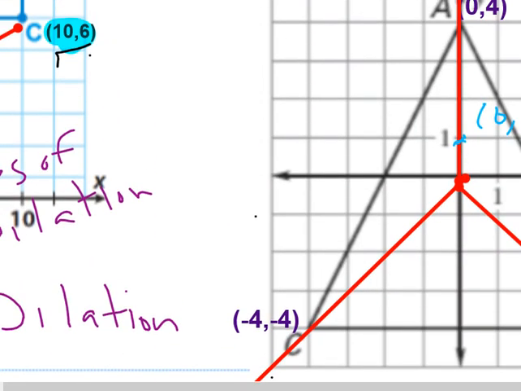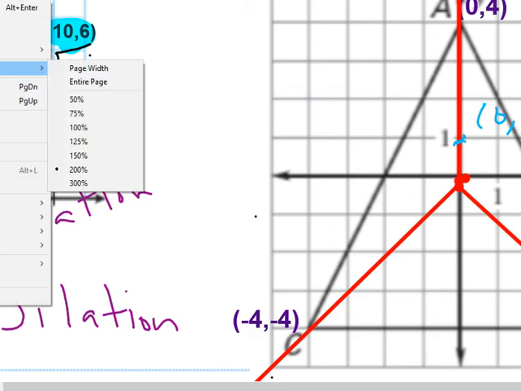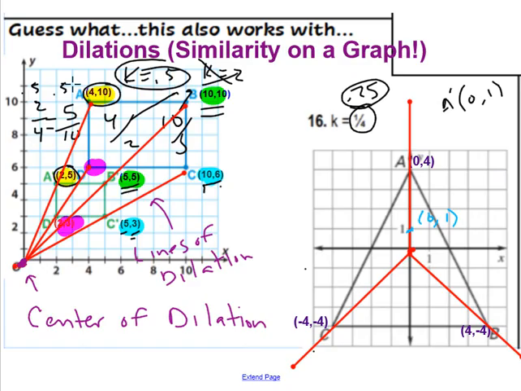So C prime times 0.25 would be negative 1 comma negative 1. And again, it's going to be right here on this line. Okay. If we connect these lines, we should get our image triangle. And we should notice two things. One, they all fell on these red lines. And two, we do have parallelism between these, between our side lengths, our corresponding side lengths.